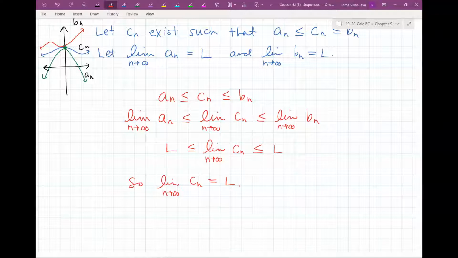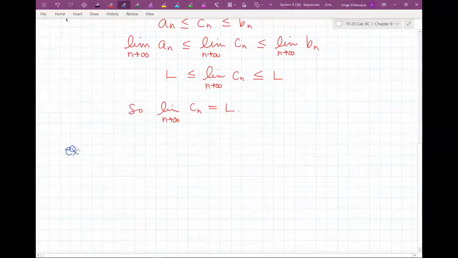If you can find a function that fits in between two other functions and you find that their limits are a specific number, then the middle limit will become the same thing. So we're going to do an example just to show you this.